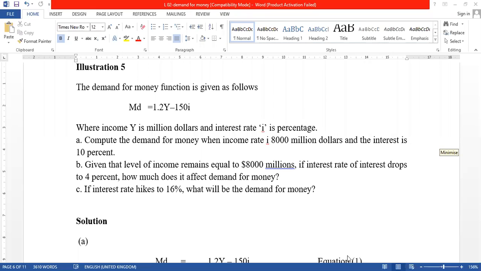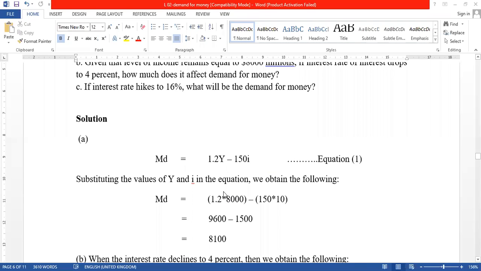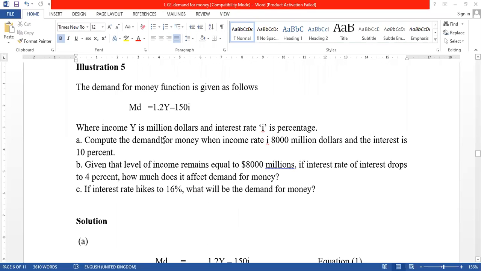Thank you. And therefore, simply again, this is an application of formula. I don't think we need to spend a lot of time here. MD, which is demand for money, is equal to 1.2Y, where Y is the national income, minus 150I. And therefore, the application would be very simple. We substitute these factors. We know our MD, we know our Y.